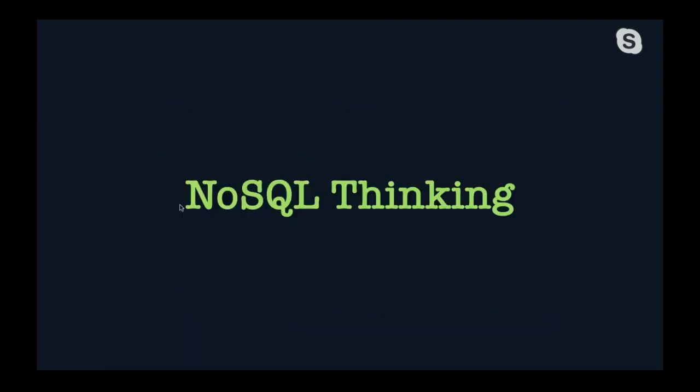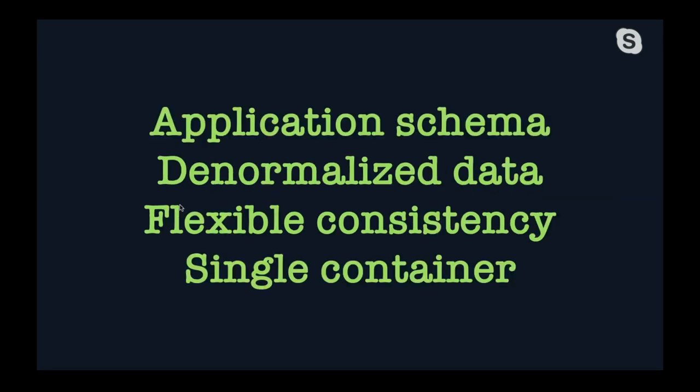NoSQL thinking. This is now the new approach we're going to take, and this is what I'm going to talk about the rest of the time. We need to flip what we were taught to do on its head. First off, the application is going to drive the schema. Cosmos doesn't have a schema. It's not going to enforce relationships. We're relying on the application to enforce those kinds of things. We're going to denormalize data, so we're going to take data and potentially store it multiple times. And then we're going to have flexible consistency.